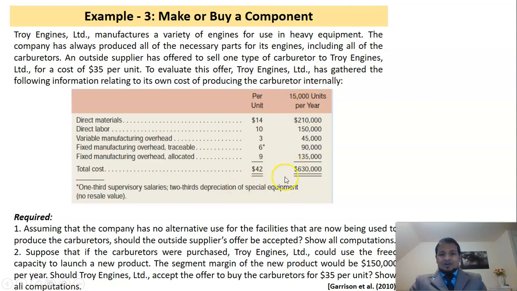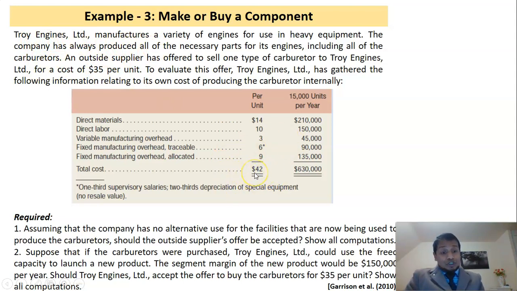So if they produce, what's their cost? This is what they gathered together. So direct material, 14 pound per unit, $14. Direct labor, 10 pound or $10. Variable manufacturing overhead, $3. Fixed manufacturing overhead traceable, relating to this particular product, is $6. And fixed manufacturing overhead allocated, this is general, $9.